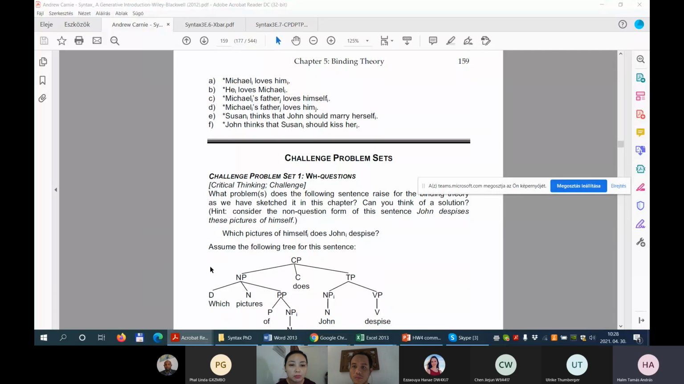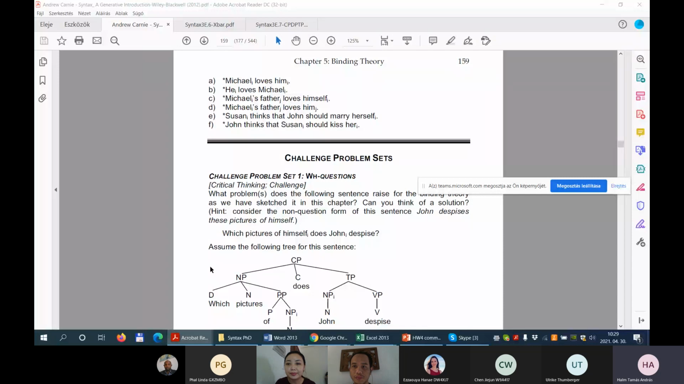A pronoun must be free in its binding domain, and the binding condition that is violated is that the pronoun her is not free in its binding domain. That's why sentence F is ungrammatical. That's right. So essentially, this is the same story as in D, the same violation. Very good. Thank you very much.